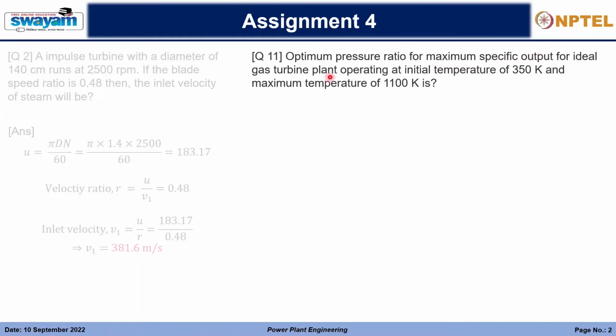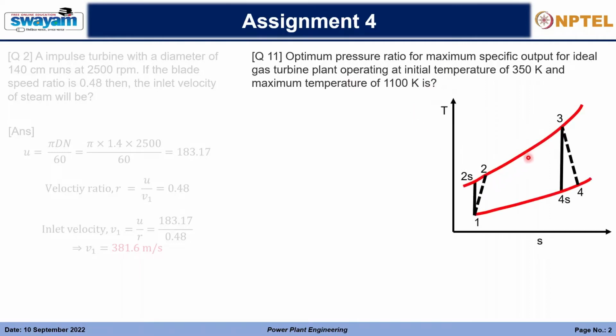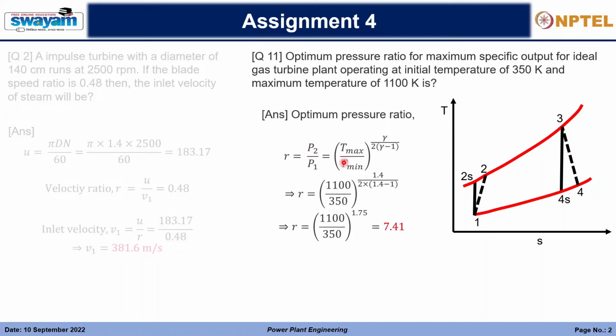Then the next problem in assignment 4 is the optimum pressure ratio for maximum specific output for an ideal gas turbine plant operating at an initial temperature of 350 Kelvin and a maximum temperature of 1100 Kelvin. So we are given the initial temperature, at which air is inlet to the compressor, and the maximum temperature of the cycle, which can be attained after getting the heat from combustion and before entering the turbine.